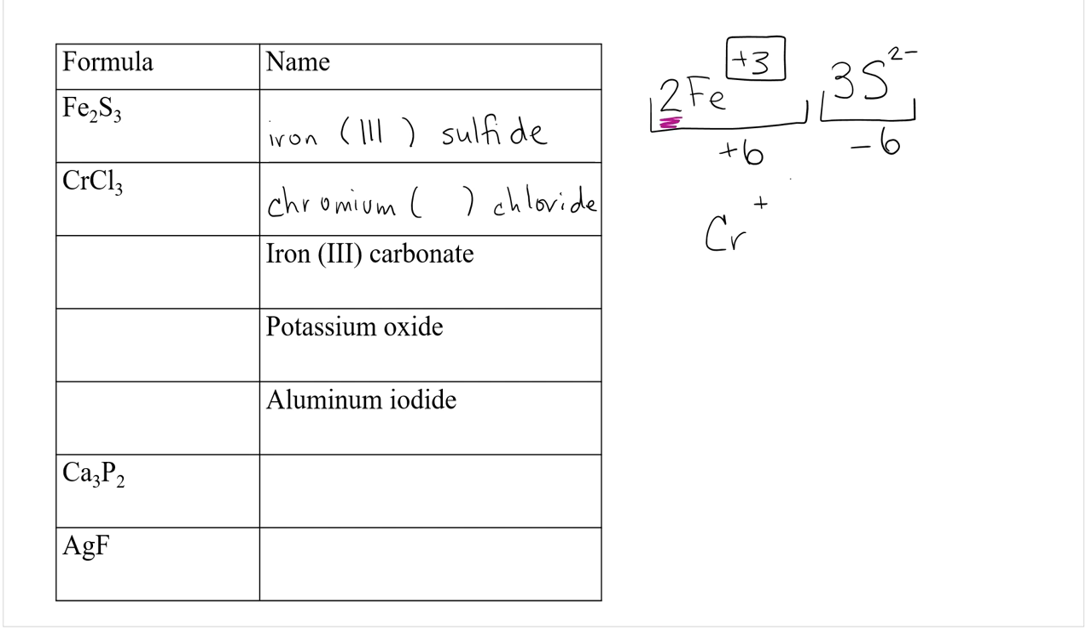Chromium is going to be positively charged. All metals make cations. So it has to have some kind of positive charge. This subscript of 3 tells me that I have 3 chloride ions. What is the charge on a single chloride ion? What's the charge on it, though, after it looks like a noble gas? -1. It gains an electron.